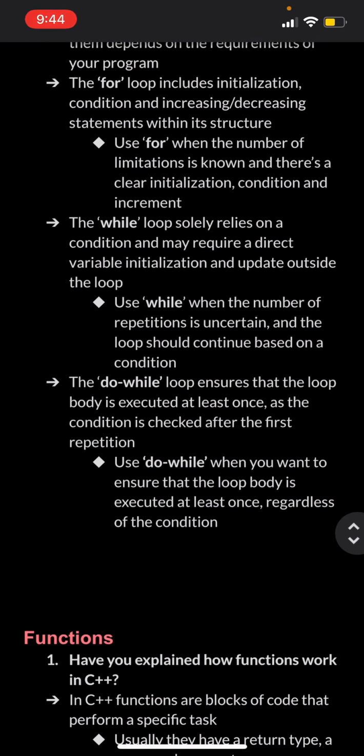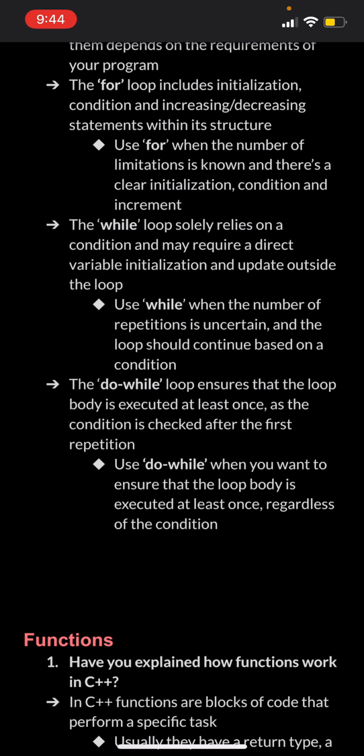The while loop solely relies on a condition and may require variable initialization and update outside the loop. Use a while loop when the number of repetitions is uncertain and the loop should continue based on a condition. The do while loop ensures that the loop body executes at least once, as the condition is checked after the first repetition. Use do while when you want to ensure that the loop body is executed at least once regardless of the condition.